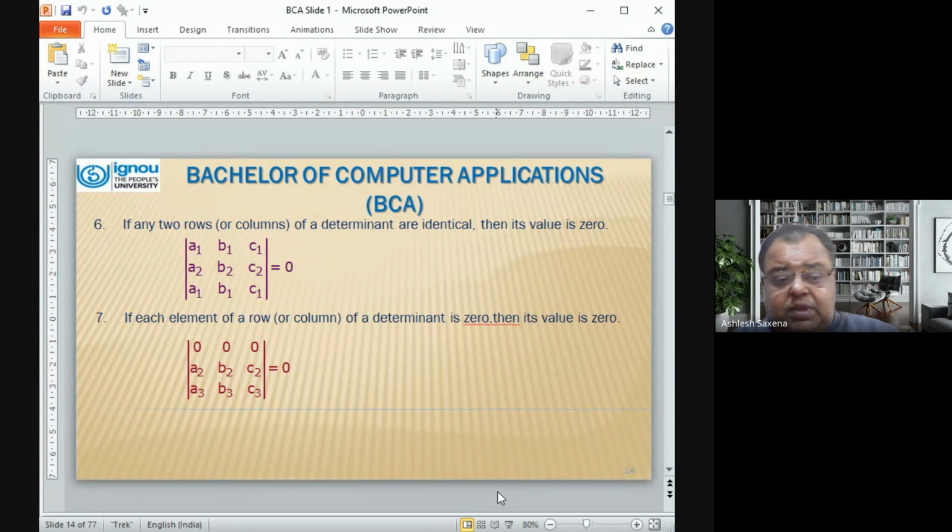Where is the first column? This is the first column. And where is the second row? Second row is the same. Nobody can tell me which row and which column are identical.